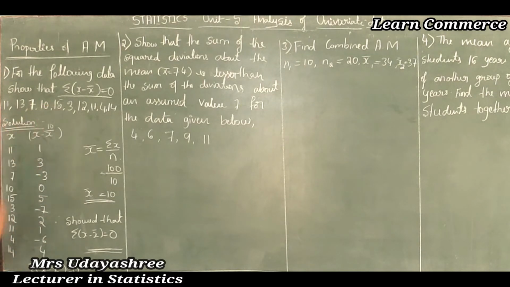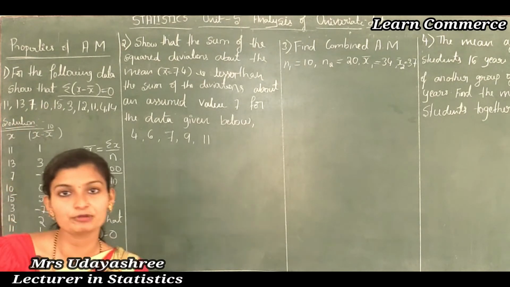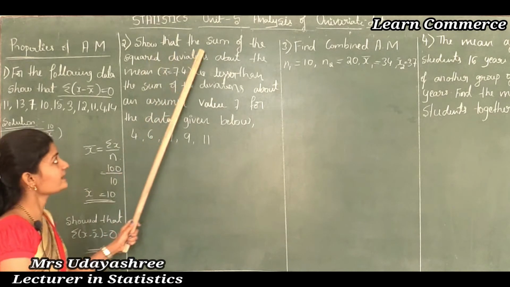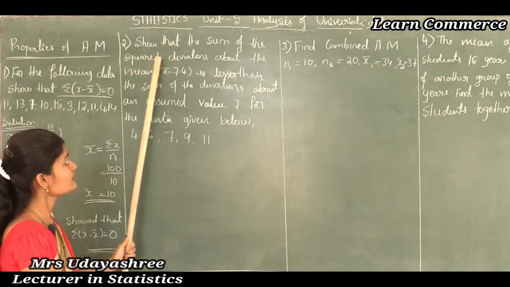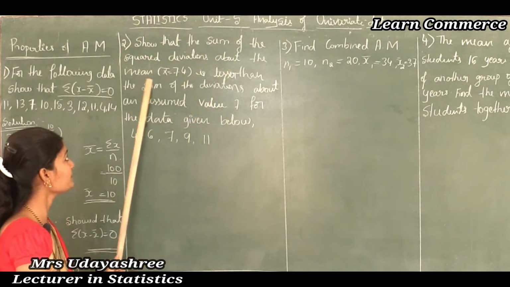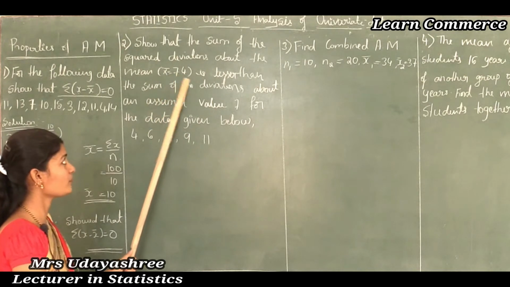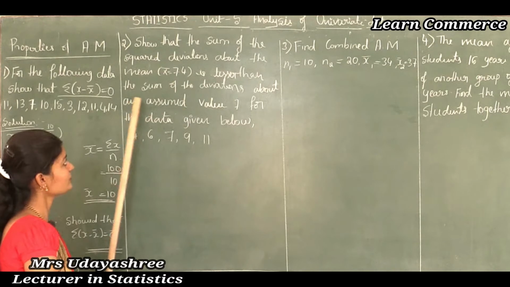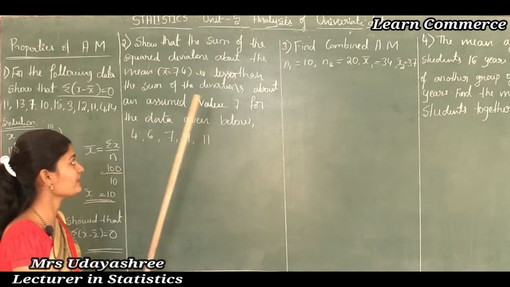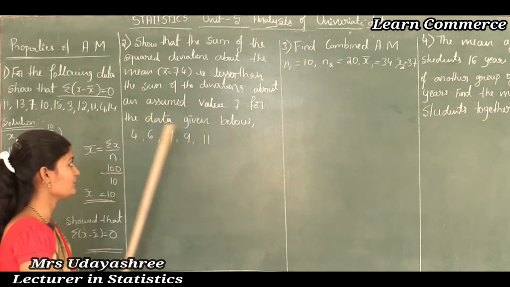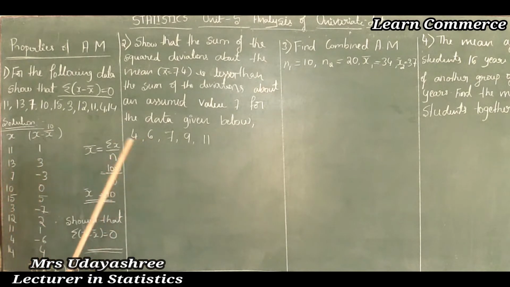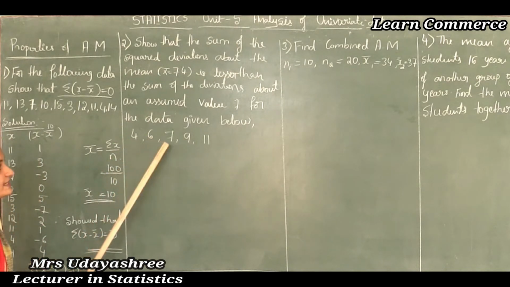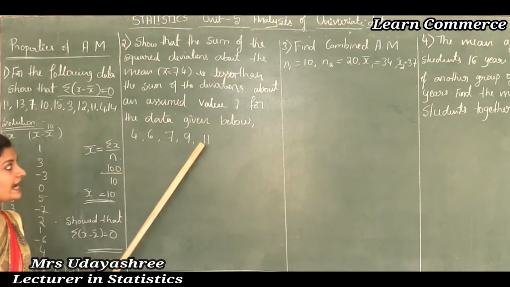Next, let's move to problem number 2. Here the second problem is to show that the sum of the square deviations about the mean, that is x bar equal to 7.4, is lesser than the sum of the square deviations about an assumed value 7, for the data given below. The given set of observations are 4, 6, 7, 9 and 11.